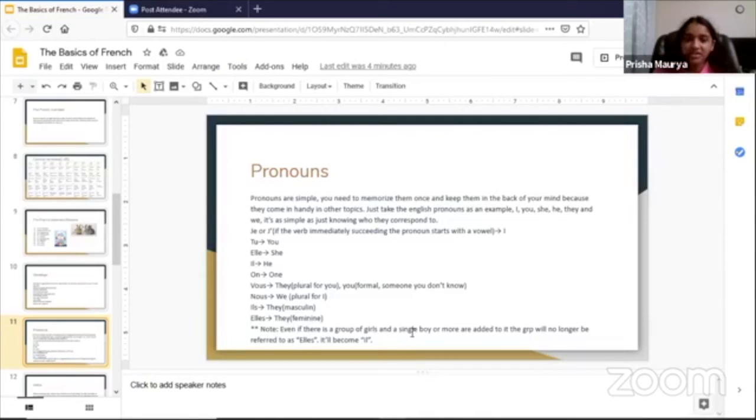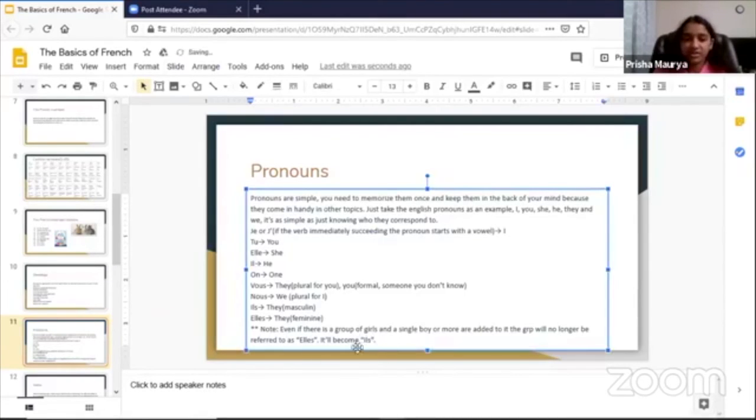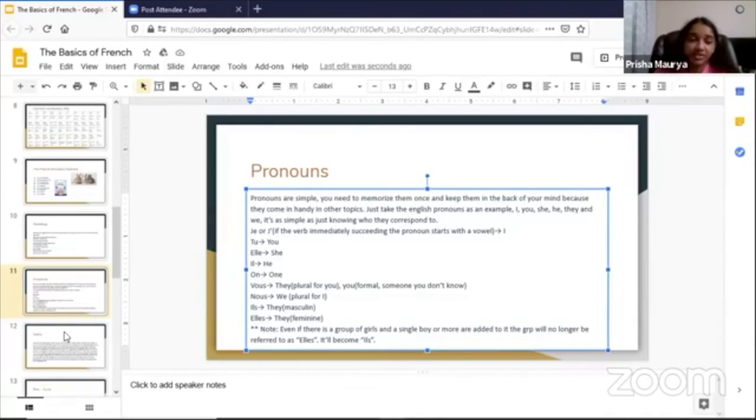Also, if there's a group of girls with even a single boy or more in the group, it's not going to be referred to as elles anymore. It's going to become ils, even if there were more girls than boys. Even if there's a single boy in the group, it's going to become ils, because that's a rule in French.